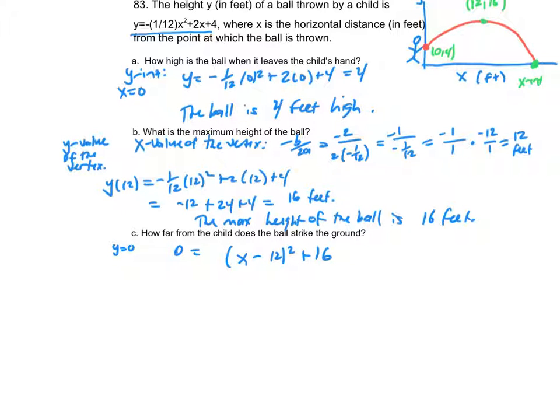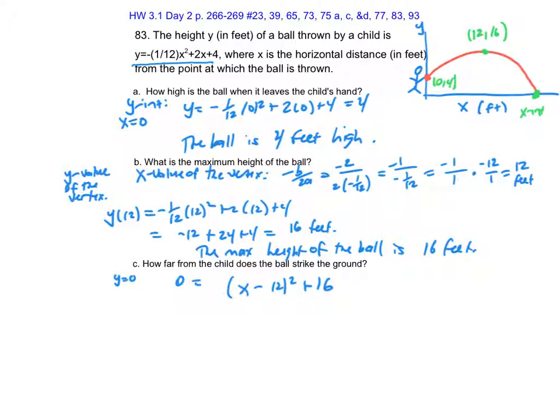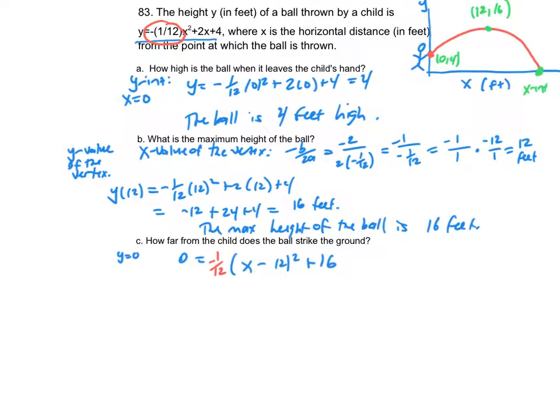The a value of the function, or the vertical stretch factor, is the same regardless of the form. So in general form, the a value was negative 1/12, so in vertex form, it's also going to be negative 1/12. And now let's go ahead and solve this. If you wanted to, you could also solve from general form. Here you might want to use the quadratic formula or completing the square to solve it. So I'll bring the 16 to the other side. So I'll have negative 16 equals negative 1/12 times (x minus 12) squared.